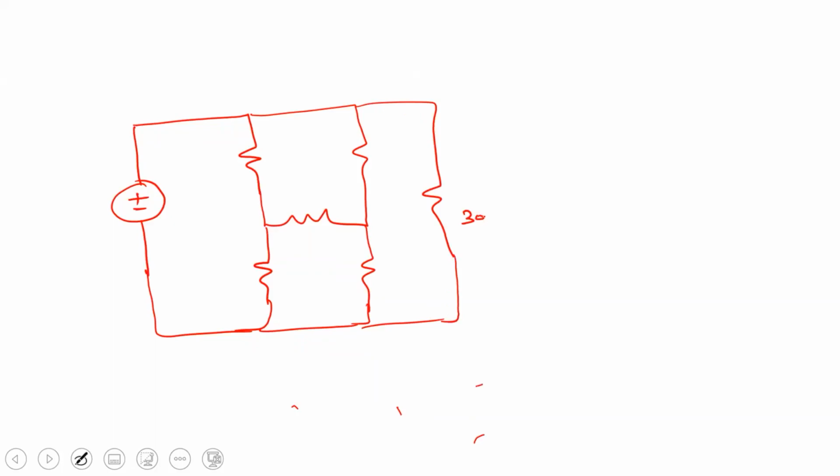Let us assume this is 30 ohm and this is 10 ohm, and we have, let us assume, this is 20 ohm and this is 5 ohm and this is 12.5 ohm and this is 15 ohm and the source voltage is 120 volts, for example. So we'll solve this one at a later point of time.